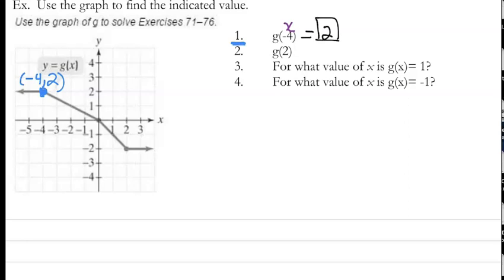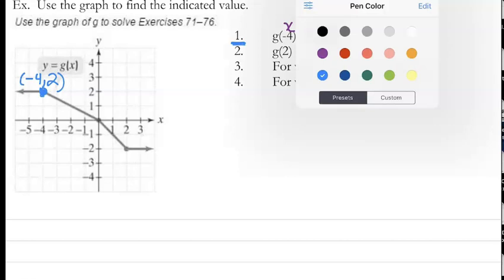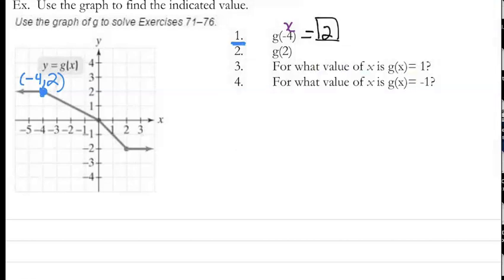On number 2, they're giving us the x, and they're asking for the y. So I need to find where I have a 2 on my x-axis, and then look up or down to find that point, and that's the point 2, -2. So for number 2, when your x is 2, the y ends up being -2.